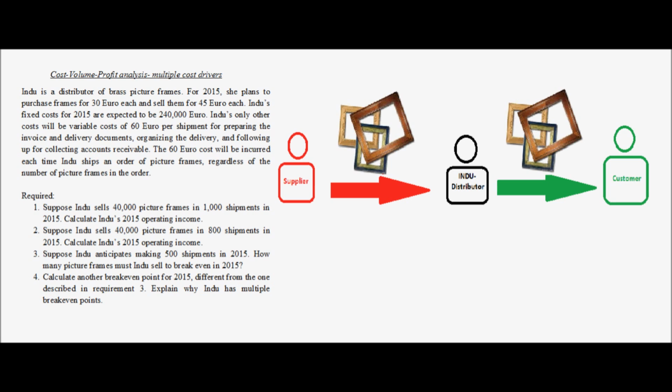Now suppose Indu anticipates making 500 shipments in 2015. How many picture frames must Indu sell to break even in 2015? And the last one is calculate another break-even point for 2015 different from the one described in requirement 3 and explain why Indu has multiple break-even points.